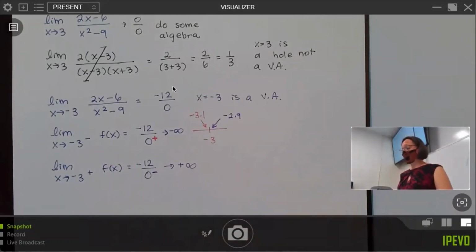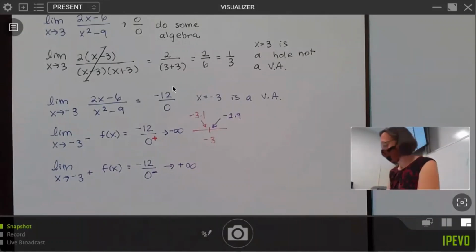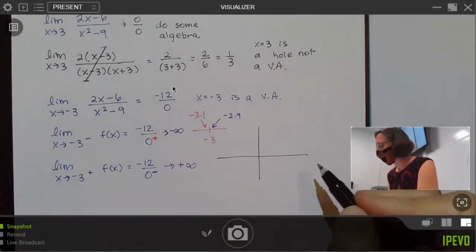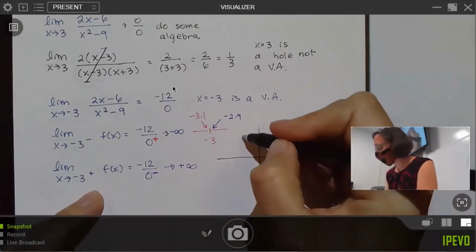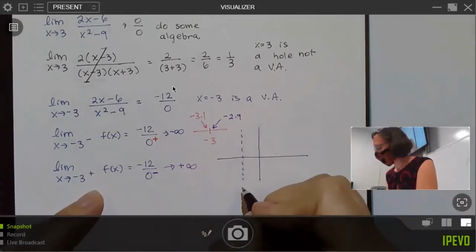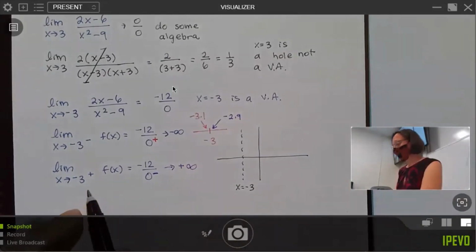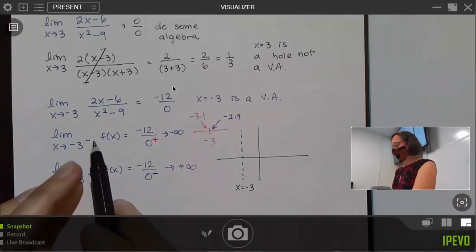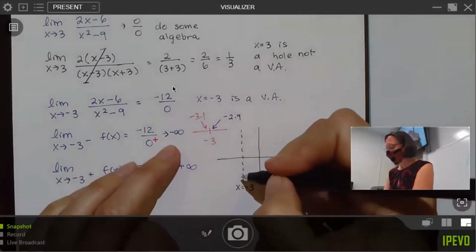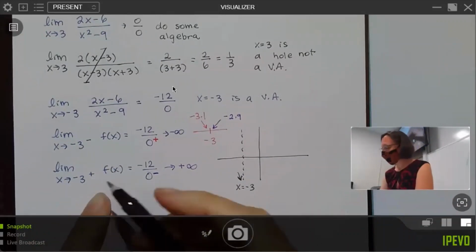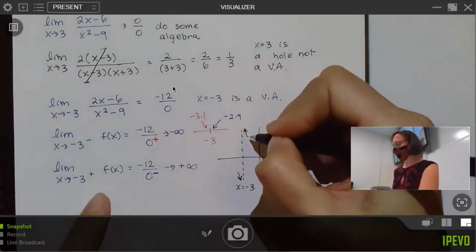So if I were graphing this, which again, we're not being asked to graph it, but I'll use Desmos today, we would have a vertical asymptote at -3. As we approach from the left-hand side, we should be going down towards negative infinity. As we approach from the right-hand side, we would be going up towards positive infinity.